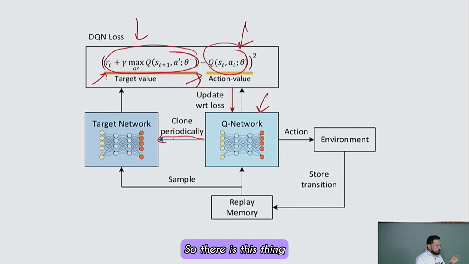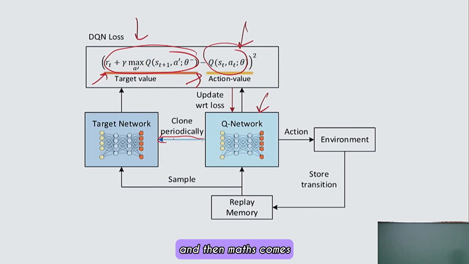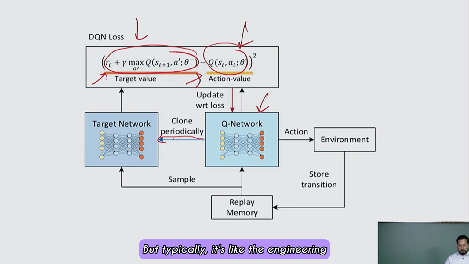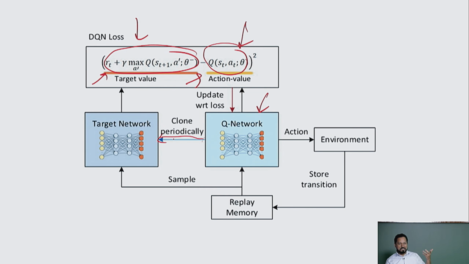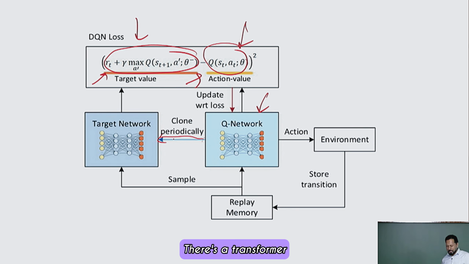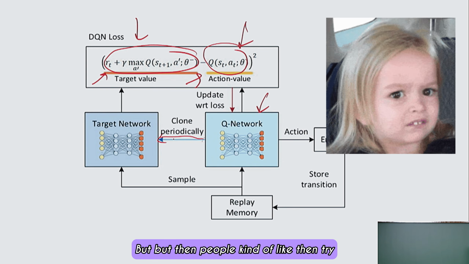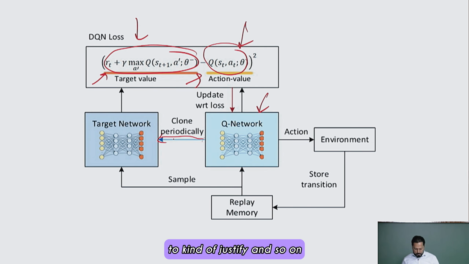So in many things you will see engineers go well ahead, create things which are very practical and interesting, and then maths comes later and refines it more. It becomes better with maths, but typically engineering happens faster. Like LLM is pure engineering. There is no real guarantee from maths. There is a transformer, and no one really knows theoretically what it does, but then people try to justify it and so on.